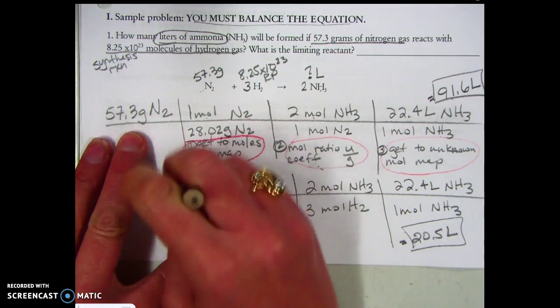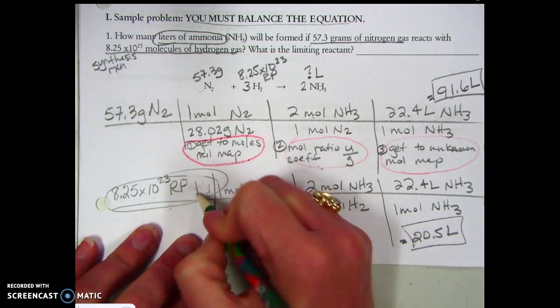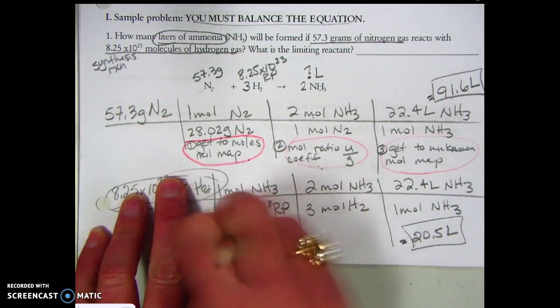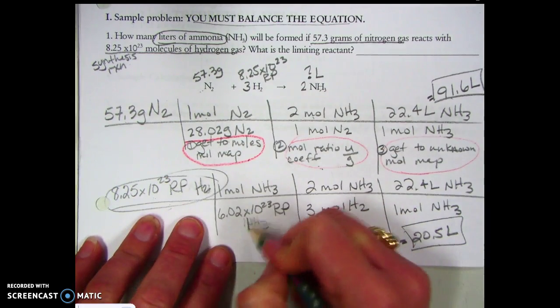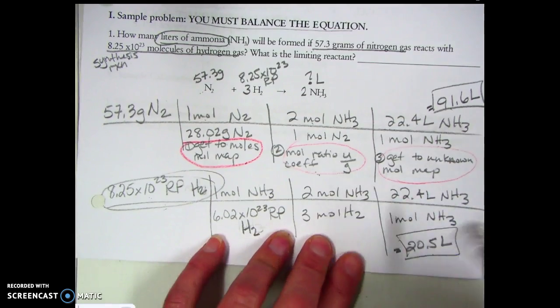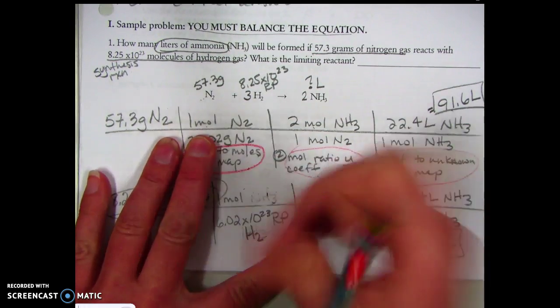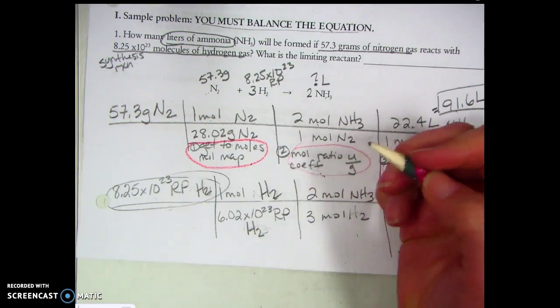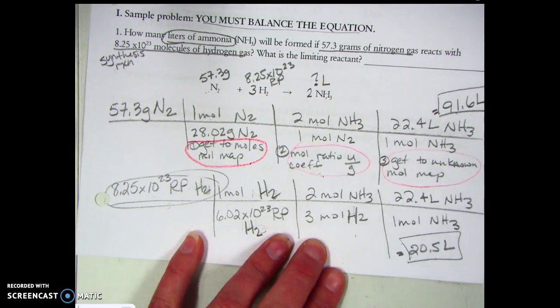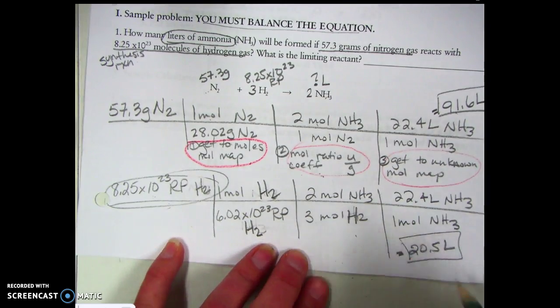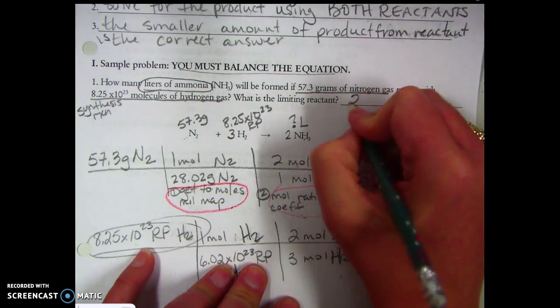Oh my goodness, I put ammonia up here. This should be hydrogen gas, shouldn't it? I apologize. What was I doing? So yeah, this should be hydrogen gas. I'm so sorry. This was hydrogen gas. So we see that hydrogen gas produced the least amount of product.